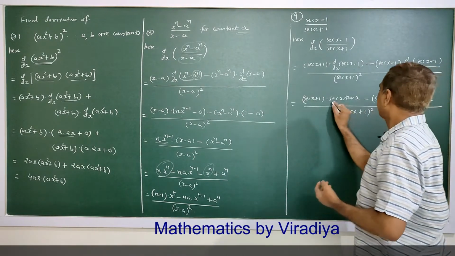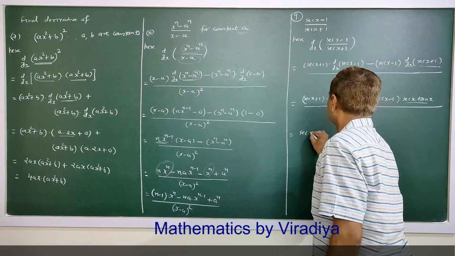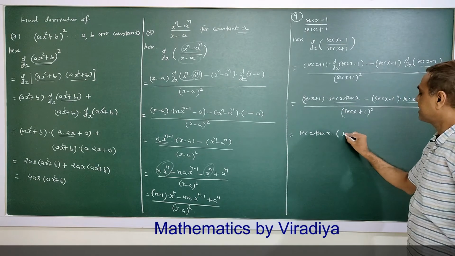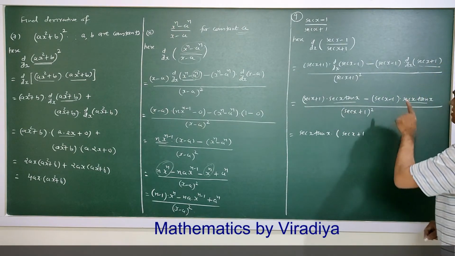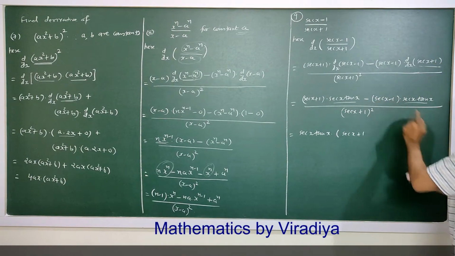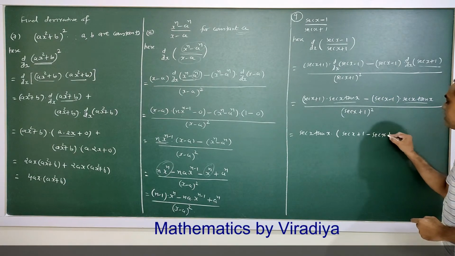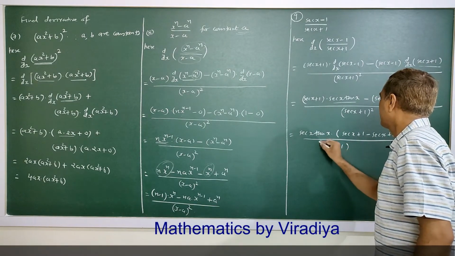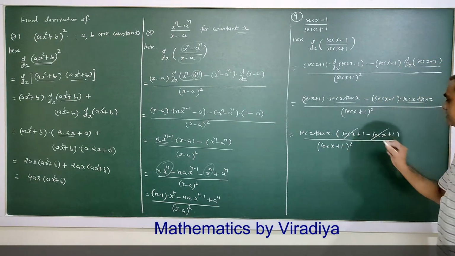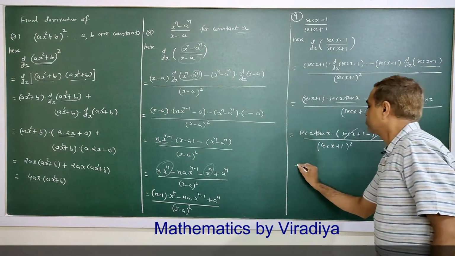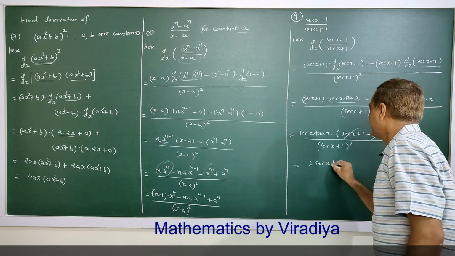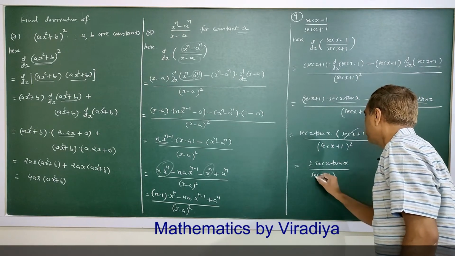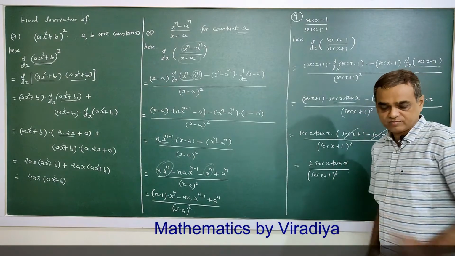Now we take sec x into tan x common. Here what is left is sec x plus 1, and here minus sec x minus 1, that is minus sec x plus 1 upon (sec x plus 1) whole square. So this is cancelled, so 1 plus 1 is 2, 2 into sec x into tan x upon (sec x plus 1) whole square. So this is the required derivative.